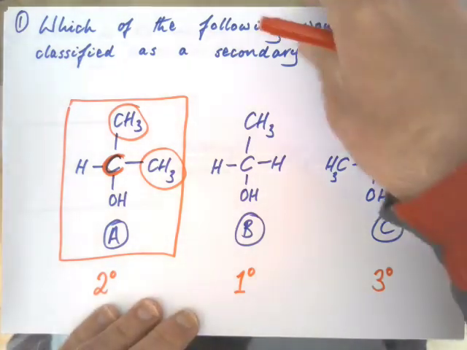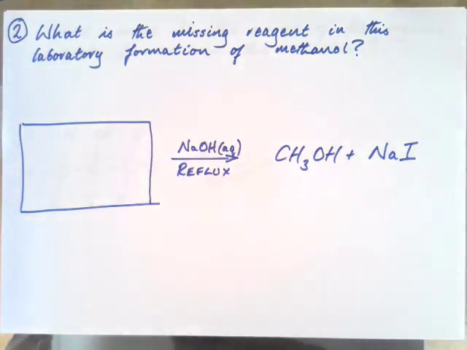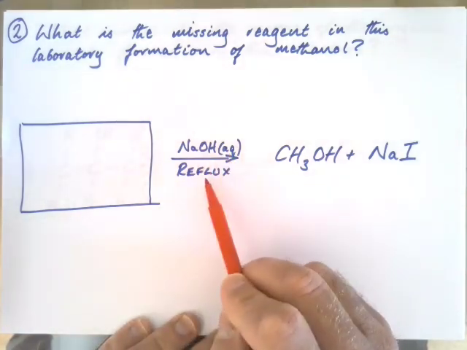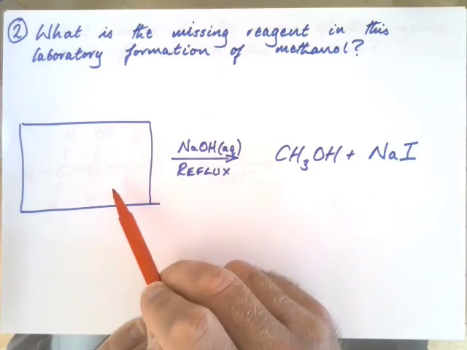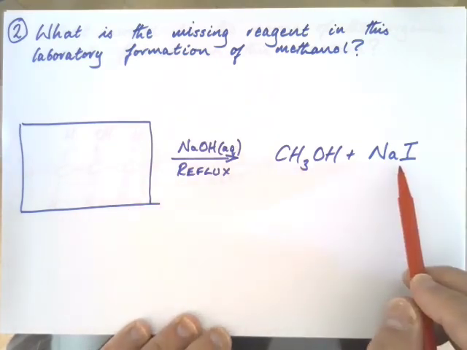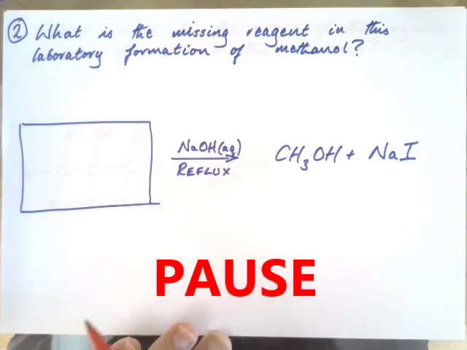Okay, so question number two. What is the missing reagent in this laboratory formation of methanol? If we were to form methanol in the laboratory, we might react sodium hydroxide in water under reflux conditions with a certain reagent. You'd form methanol and you'd also form sodium iodide. So what's this missing reagent here? Pause the video now and I'll come back with the right answer.